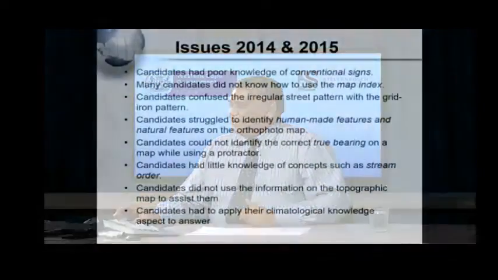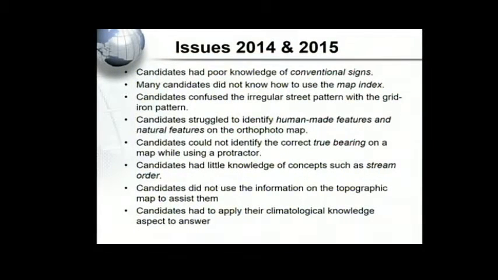Candidates could not identify the correct true bearing on a map while using a protractor. Now, please, matrix, most of these skills that we had problems with are things that we actually do in grade 9 already. Candidates had little knowledge of concepts such as stream order. We'll get back to that as well. Candidates did not use the information on the topographic map to assist them, and candidates had to apply the climatological knowledge aspect to answer. They couldn't apply the climate especially.